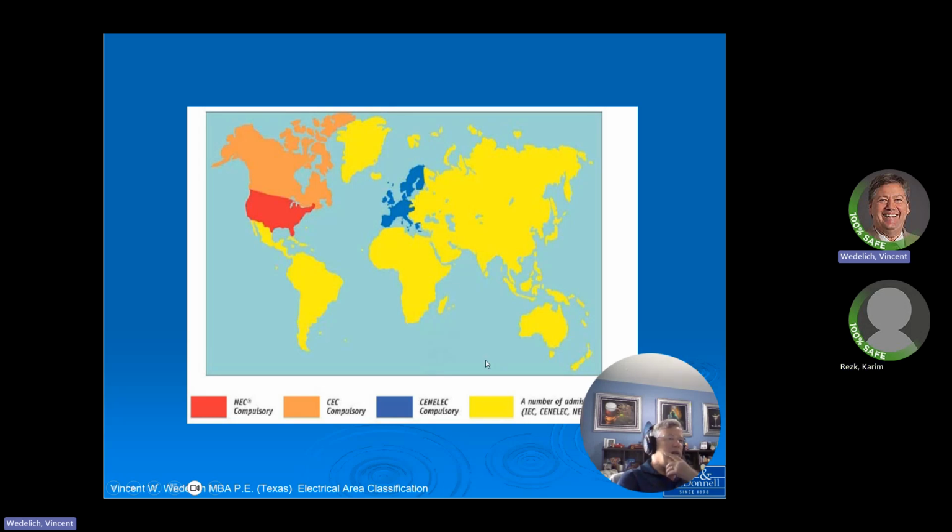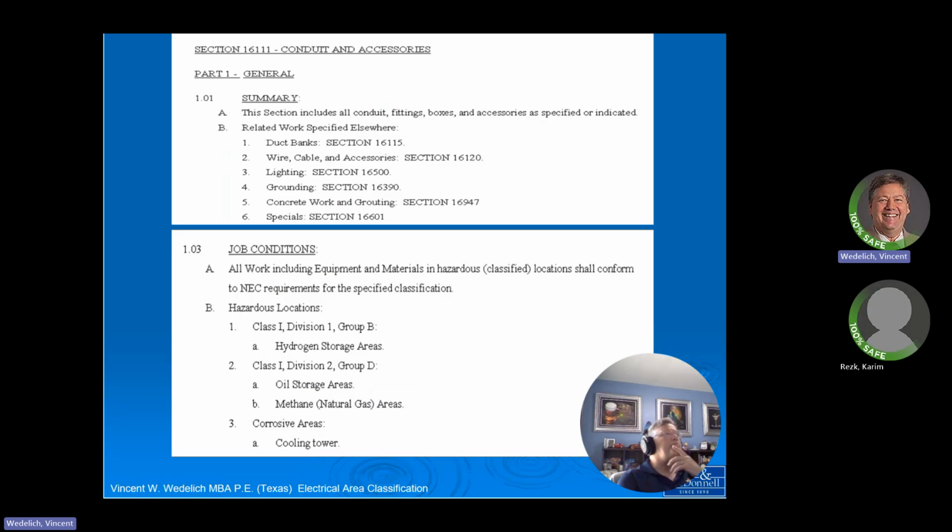And then right here, all the yellow pretty much follows IEC, Cenelec, or NEC. It depends, whatever they want to follow. So I've done jobs down in Brazil and they were happy with NEC. I've done jobs in Canada and they were okay with the NEC as well, right? Australia has its own whole bunch of other codes as well, just so you know.